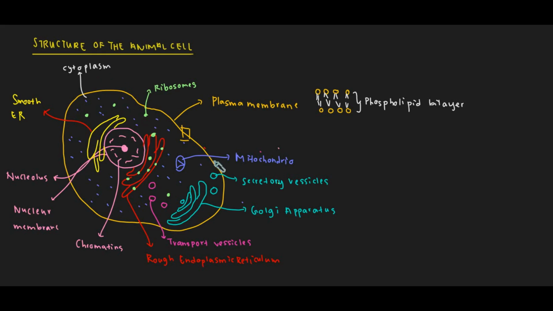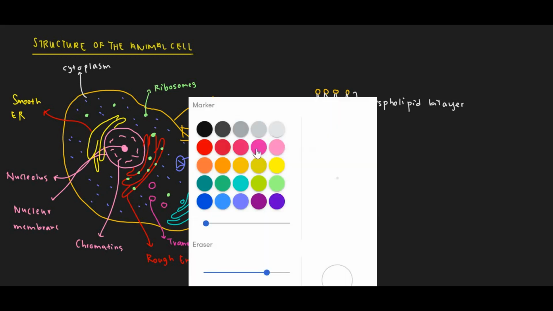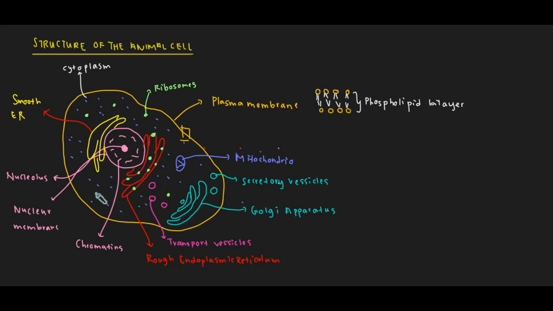And apart from that, we also have lysosomes. Alright, so lysosomes are organelles that function to digest macromolecules or worn out organelles. It is because the lysosome consists of hydrolytic enzymes which can digest macromolecules and worn out organelles.